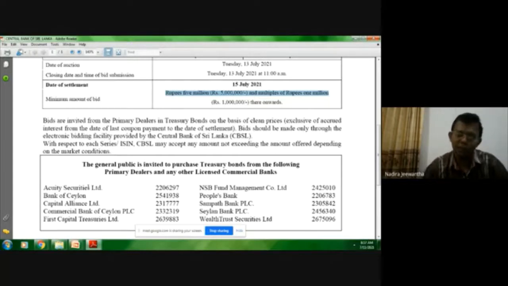So can't I get the 5.5% which was given to Equity? Yes, you can. There is a method. You are not a primary dealer, so you can't put bids, true. But you can tell one of these 10 primary dealers, okay, I have 5 million rupees, you put a bid on behalf of me at 5.5 or whatever rate you like.